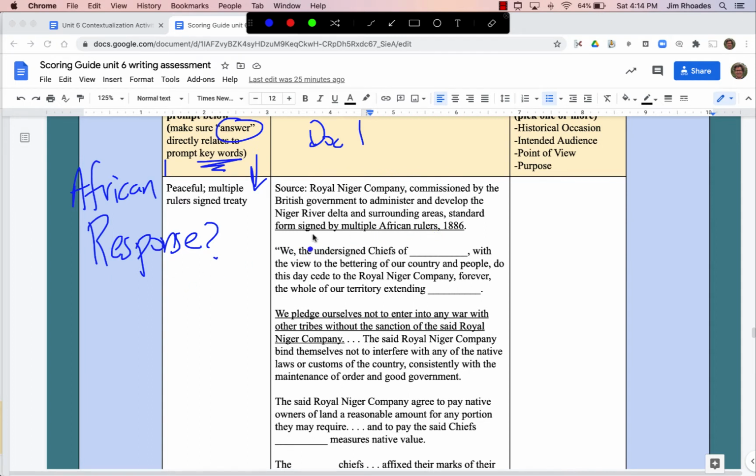So it says this is a form signed by multiple rulers. And it says here we pledge ourselves not to enter into a war with other tribes. So I wrote a note here that it's peaceful and multiple rulers have signed a treaty.